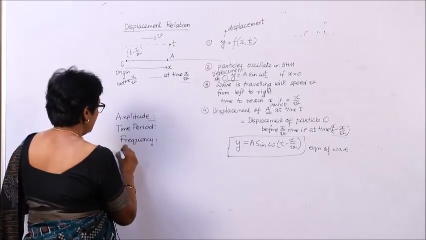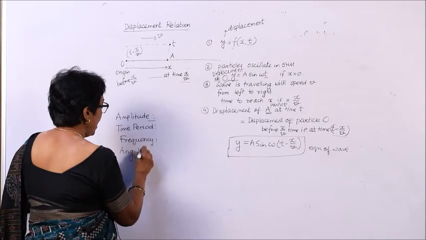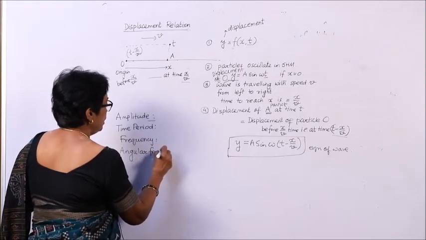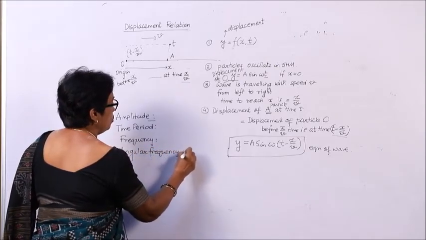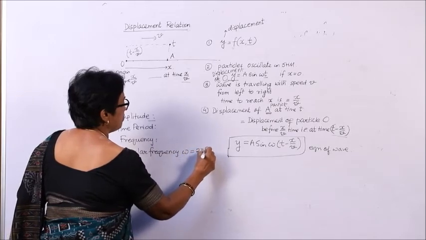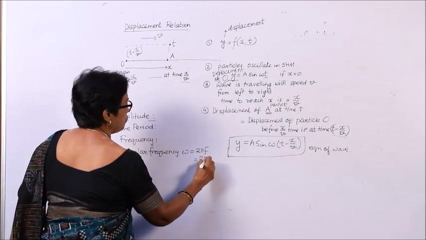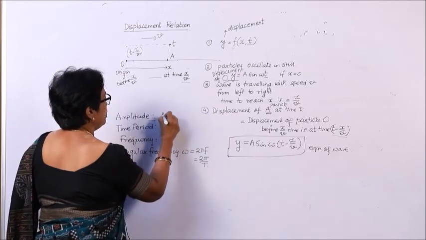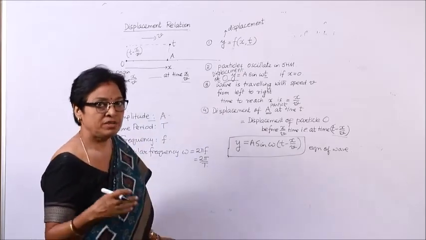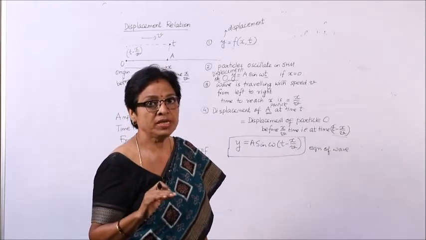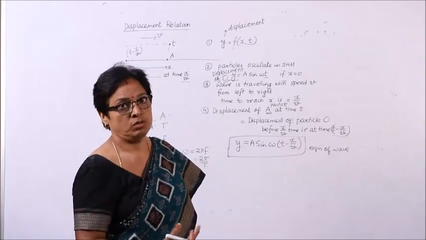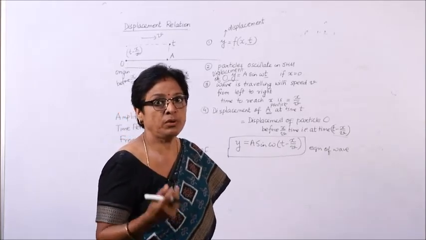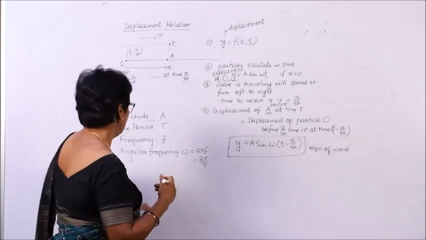Then angular frequency, your angular frequency is omega, which is nothing but 2 pi f, so 2 pi by T. T is the time period, f is the frequency, a is the amplitude. These things we have defined already. Now you have to be careful whether it is whose; you cannot write it of the wave, it is of the particles.